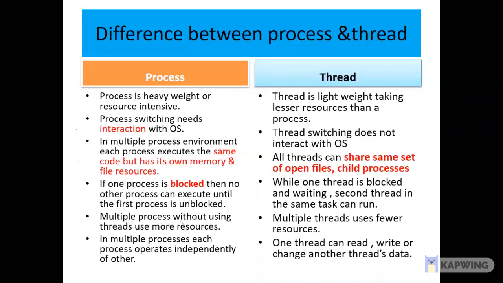Fifth one is that multiple processes without using threads use more resources, and multiple threads use fewer resources. In multiple processes, each process operates independently of the others, so P1 will execute without depending on the second. One thread can read, write, or change another thread's data because they are using the same memory. So these are some differences between a process and a thread.